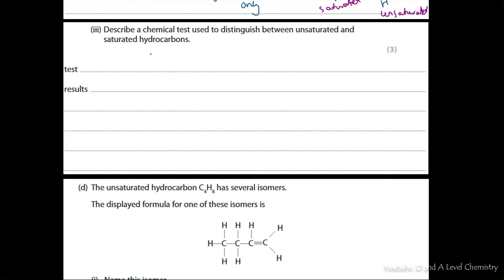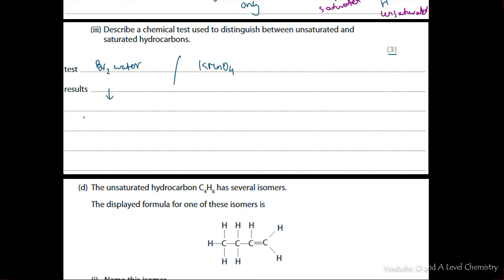Describe a chemical test used to distinguish between unsaturated and saturated hydrocarbons. So there are 2 different tests you can do. You can add bromine water, or you can use potassium manganate. Okay, so it has 3 points, so you get 1 point for mentioning each one of them.